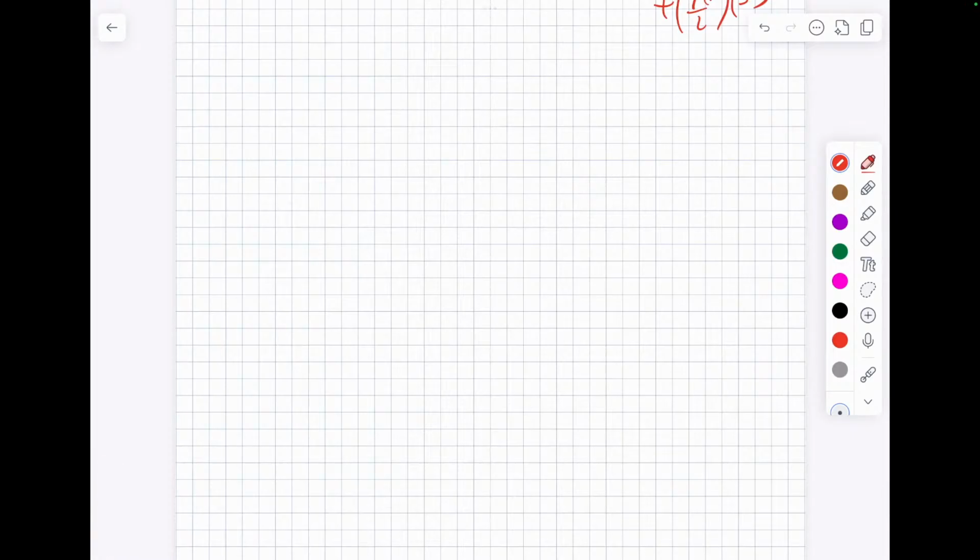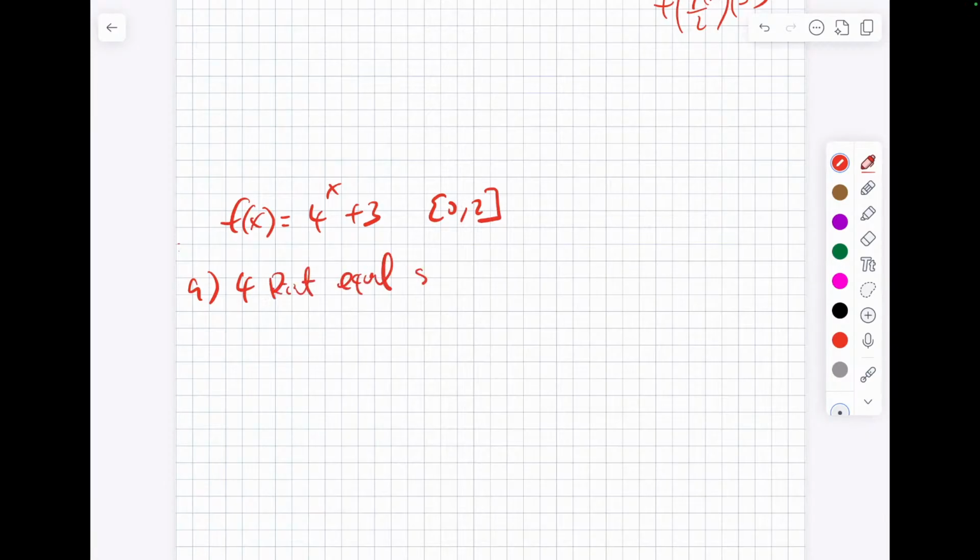Now, sometimes I will give you an equation, and you have to build a table. For example, the equation is going to be like 4 to the x plus 3, between 0 and 2. And I can say, hey, you have to build it with 4 right-end sub-intervals. And I can do 4 left.